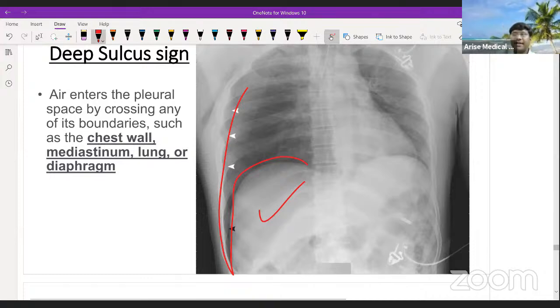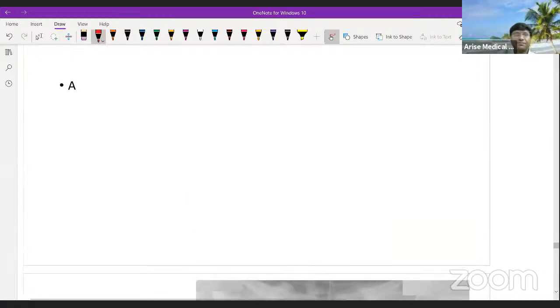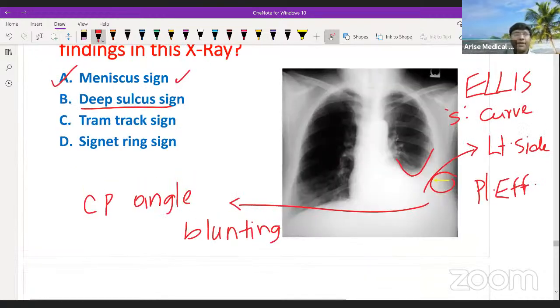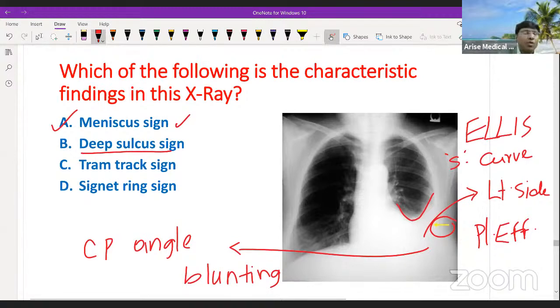Next, you take the other two signs. Right. Now, please tell me, in what condition will you have the tram track sign and where do you have the signet ring sign?